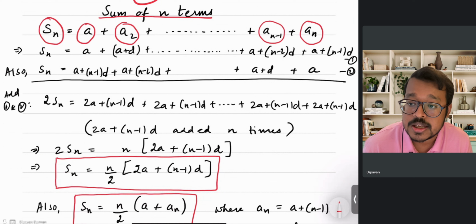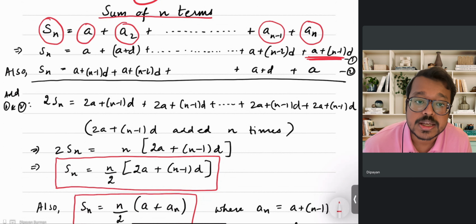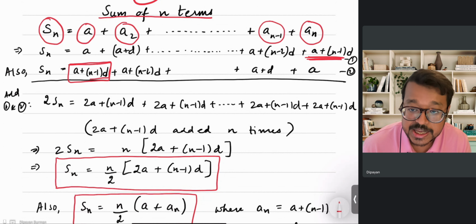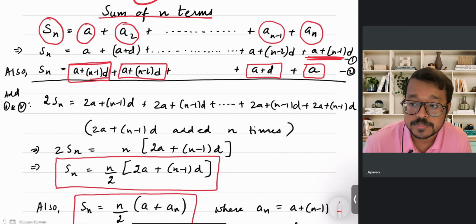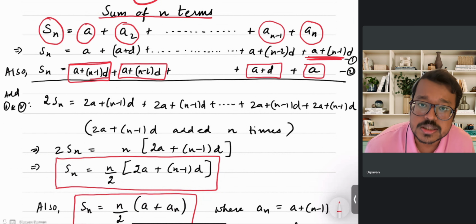Now this same sum, I can write in the reverse way. I can first write the last term, which was an, and the formula is a plus n minus 1 into d. So this is the last term, and the term before the last term will be a plus n minus 2 into d, like that. Then I can write up to the second term, a plus d, plus the first term a. So the entire AP is written in the reverse way, but the sum will still be the same.